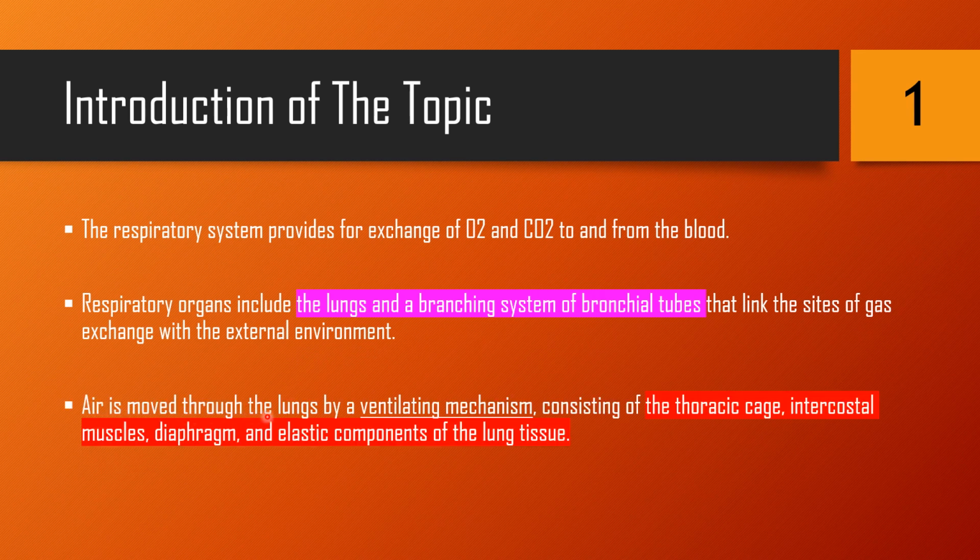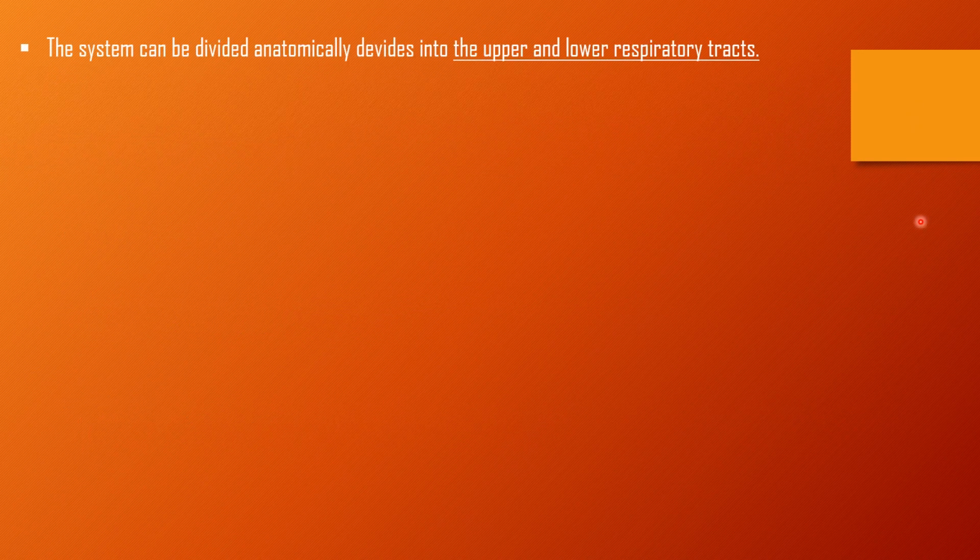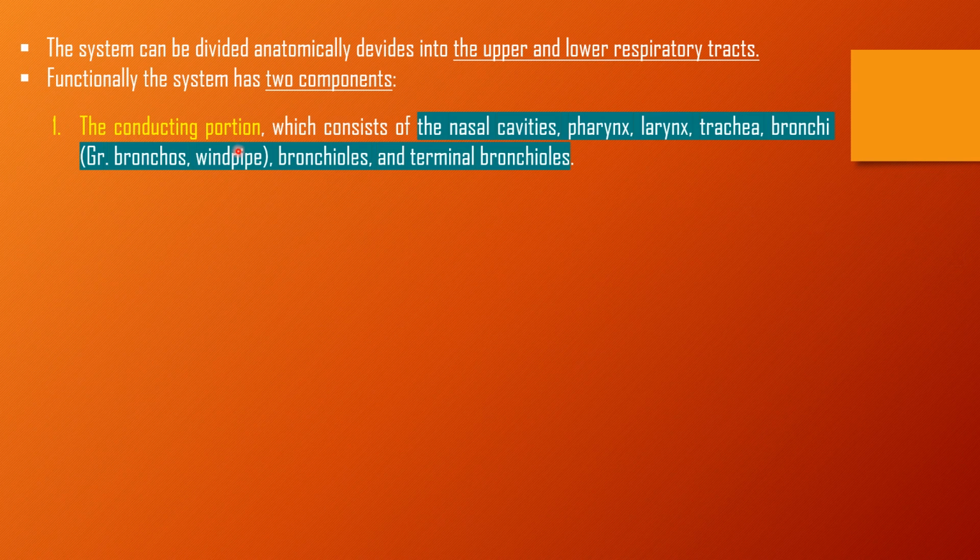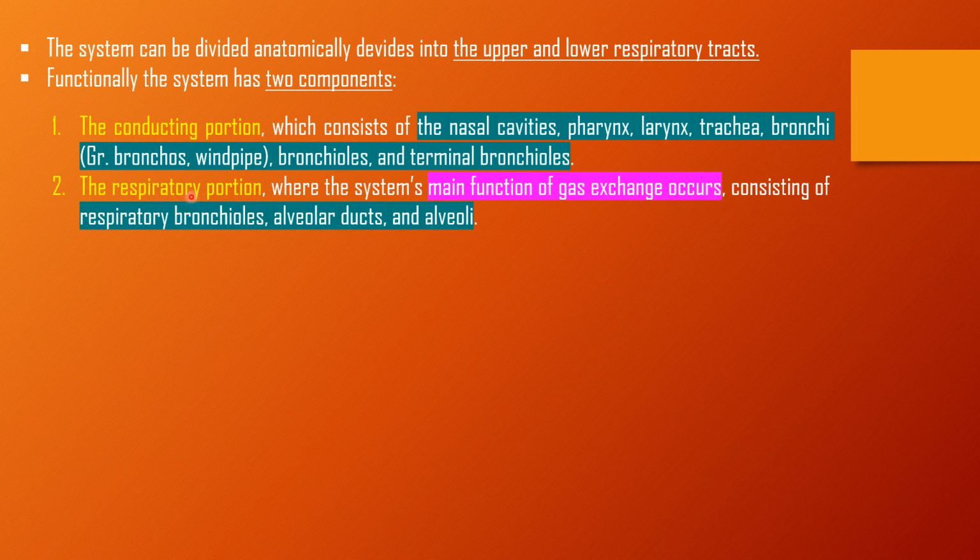Air is moved through the lungs by the ventilating mechanism, or breathing, which is the movement of air through the conducting passage between the atmosphere and the lungs, consisting of the thoracic cage, intercostal muscles, diaphragm, and the elastic components of the lung tissue. The respiratory system can be divided anatomically into upper and lower respiratory tracts. Functionally, it can be divided into two components: the conducting portion and the respiratory portion.